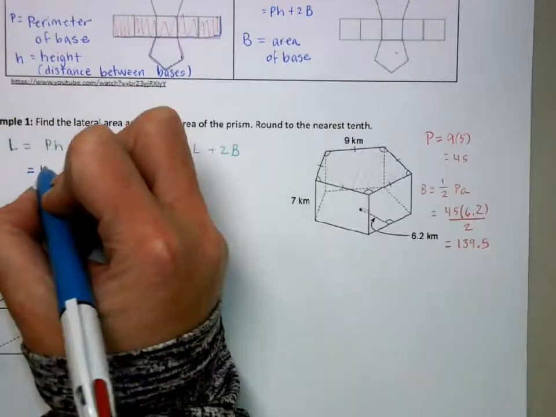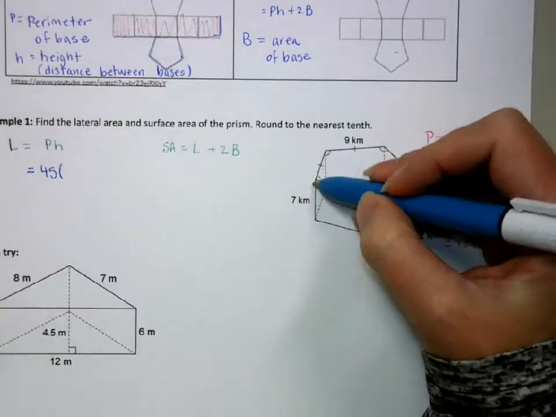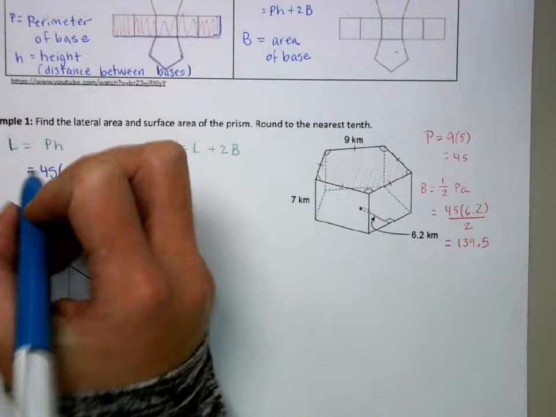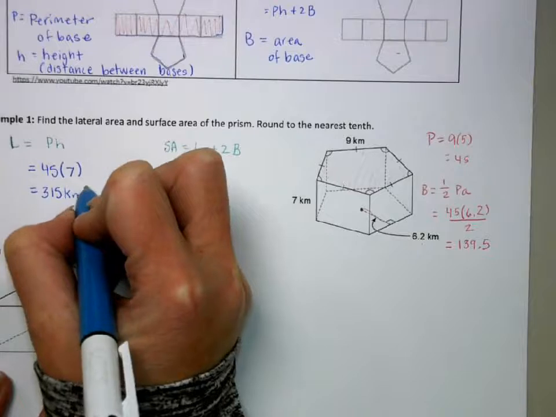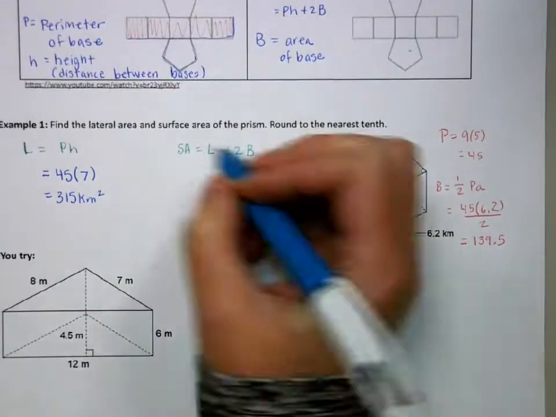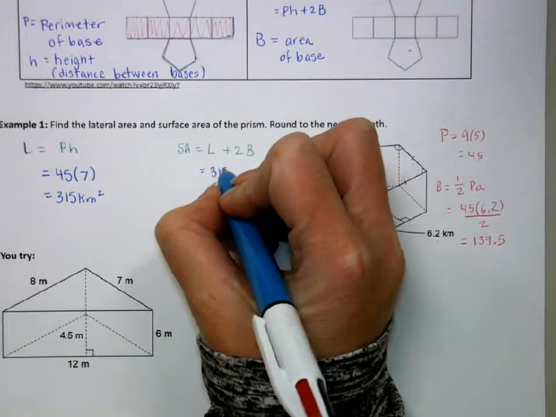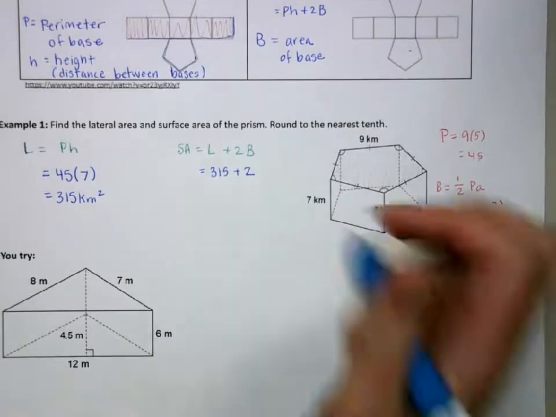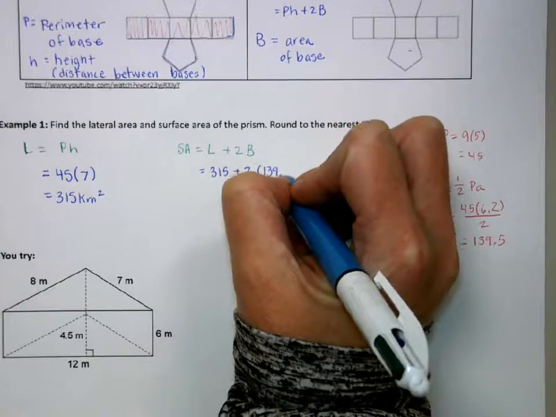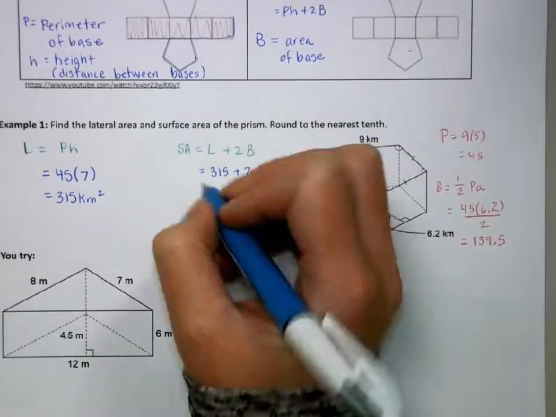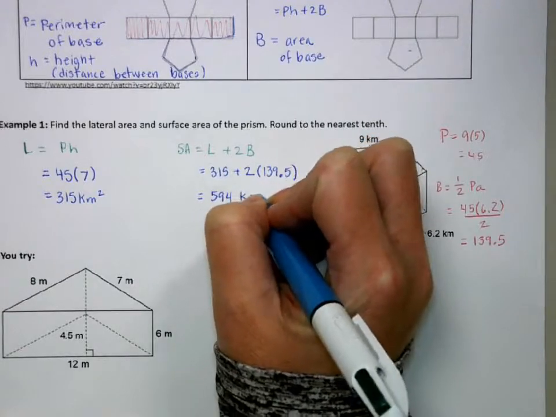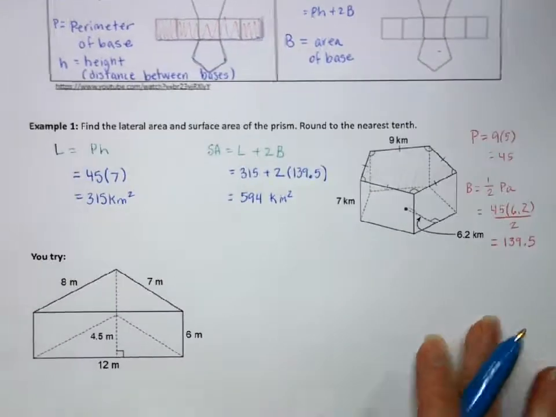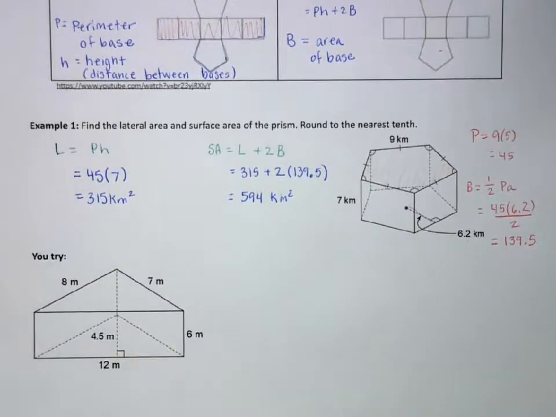P is 45. Height is the distance between our two bases, which is going to be 7. So my lateral area is 315 kilometers squared. For my surface area, we're going to take what we just found, 315, and add 2 of those bases that we calculated. This gives us a final answer of 594 kilometers squared. Okay, so now it's your turn to try this one. Go ahead and pause it, work through that example, and then we'll go through the answer.